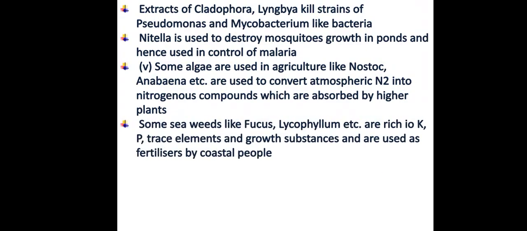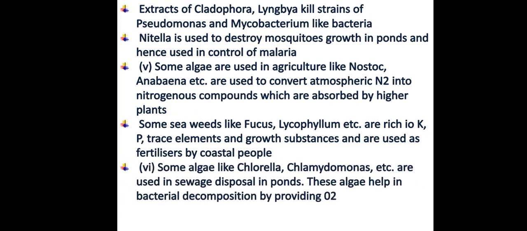Some seaweeds like Fucus, Lycophyllum, etc. are rich in potassium, phosphorus, trace elements and growth substances, and are used as fertilizers by coastal people. Some algae like Chlorella, Chlamydomonas, etc. are used in sewage disposal in ponds. These algae help in bacterial decomposition by providing oxygen.